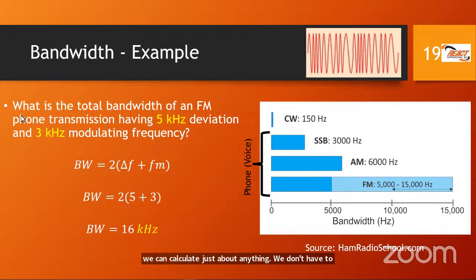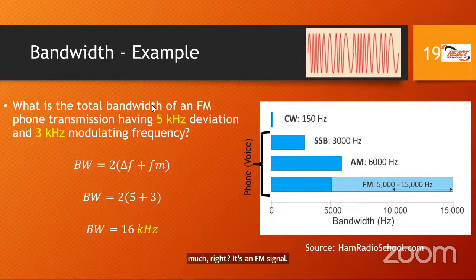Okay. Question: what is the total bandwidth of an FM phone transmission having a 5 kilohertz deviation and a 3 kilohertz modulating frequency? So let's dissect this question. What are they asking us? They're asking us for the total bandwidth. So we know we need the bandwidth formula, but bandwidth for what type of signal, what mode? It's an FM phone transmission. So remember, FM frequency modulation, phone transmission in amateur radio. Anytime we hear phone, it's voice, right? So don't let all this extraneous information tie you up too much, right? It's an FM signal. We want to find out the bandwidth.